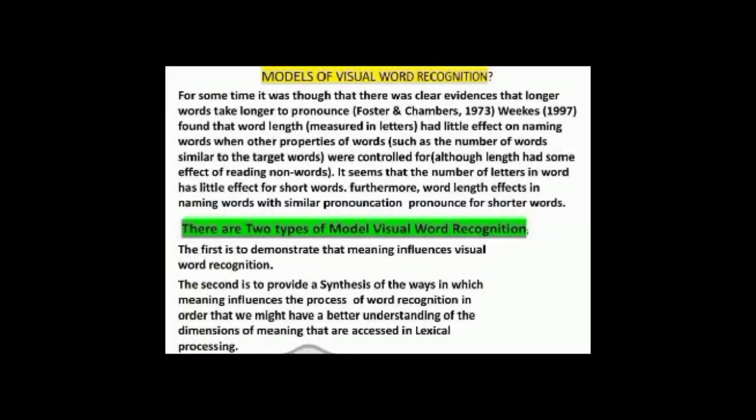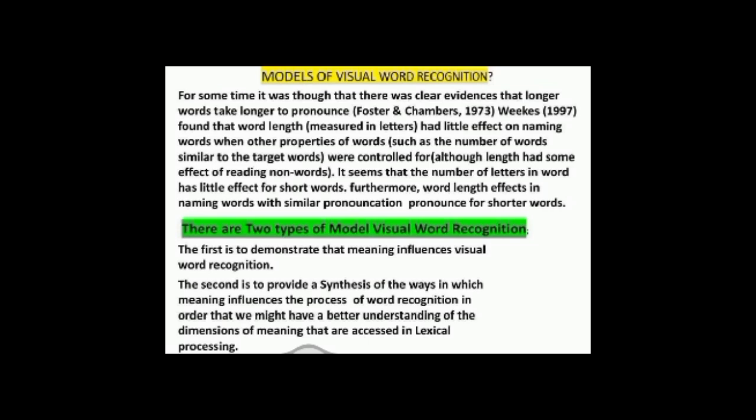Models of visual word recognition. For some time, it was thought that there was clear evidence that longer words take longer to pronounce. Forster and Chambers, 1973, and Weekes, 1997, found that word length measured in letters had little effect on naming words when other properties of words, such as the number of words similar to the target word, were controlled for. Although length has some effect on reading non-words, it seems that the number of letters in a word has little effect for short words. Furthermore, the word length effect in naming words with similar pronunciation is more pronounced for shorter words.